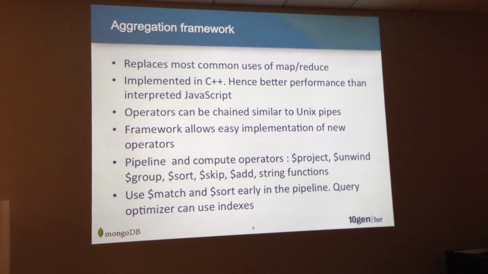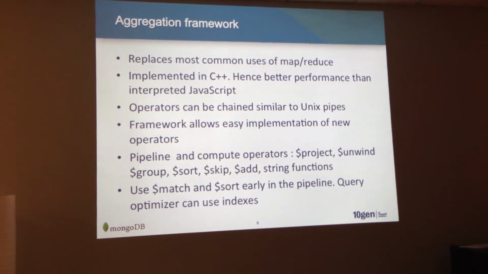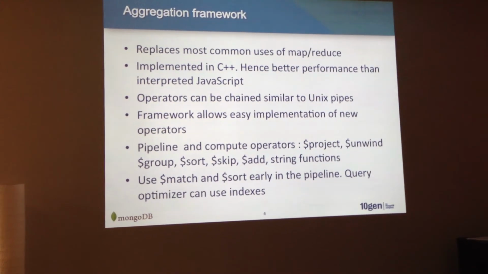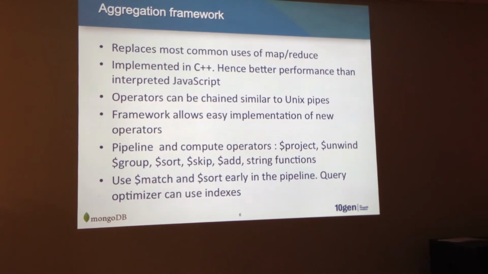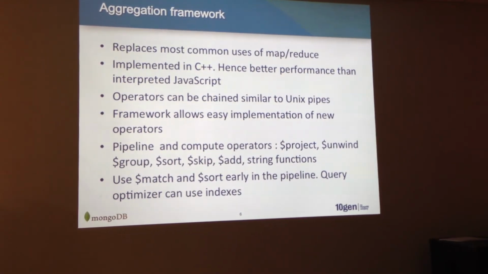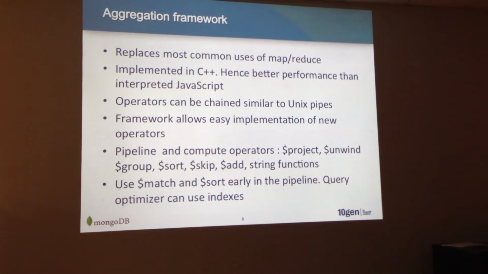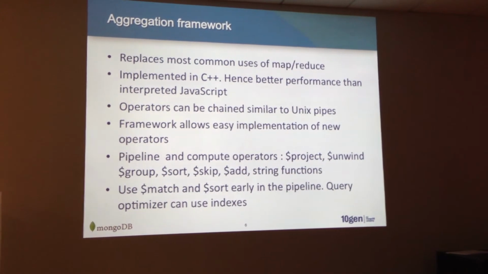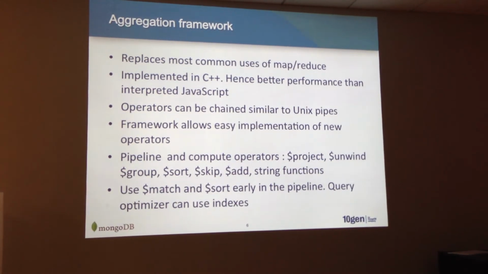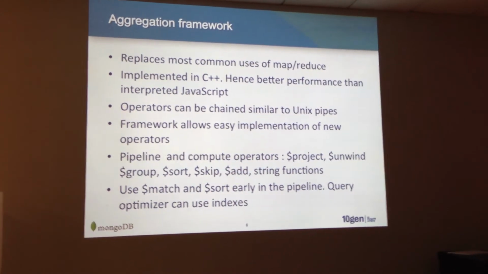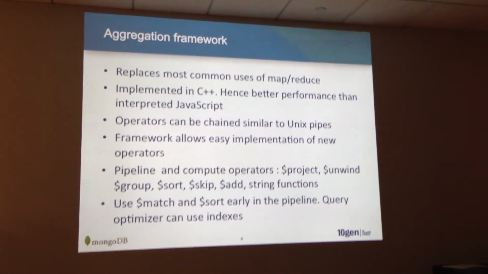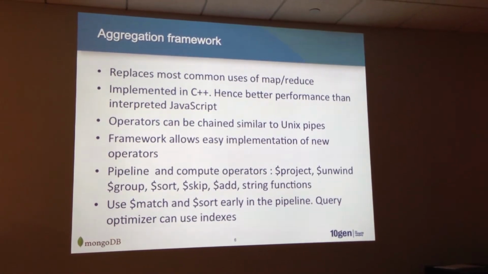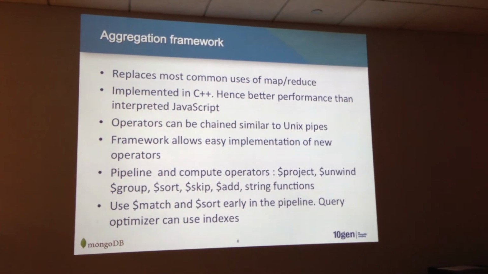There is a $match to filter the input, and it will make transparent use of whatever indices you have. So obviously, if you want to do a specific match or a specific sort, it's better if they are at the beginning of the pipeline, because then Mongo will recognize it and use an index. If you bury it after a few projects, it won't be able to recognize the index. And of course, the difference between using an index and not using one can be enormous.